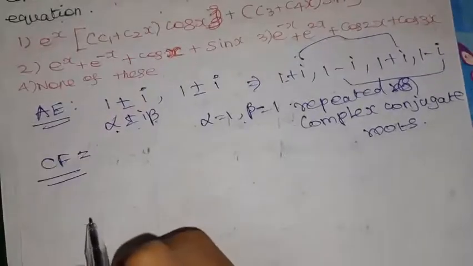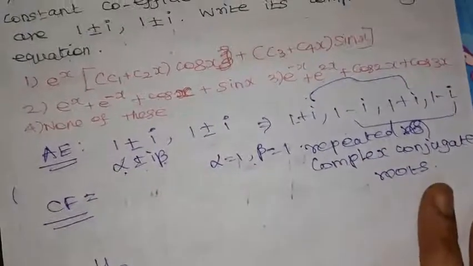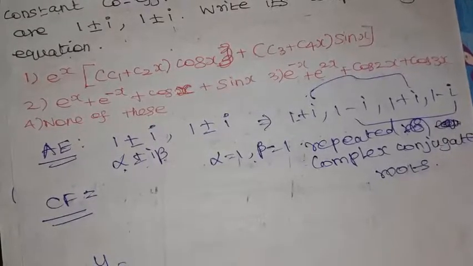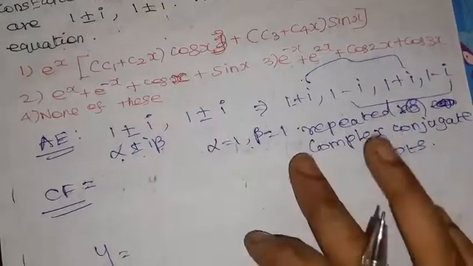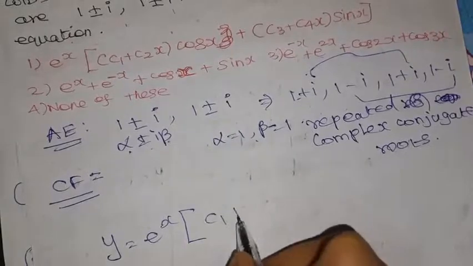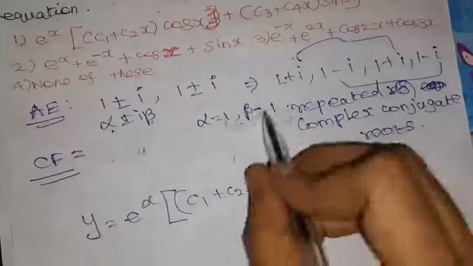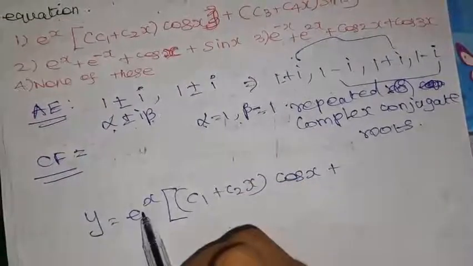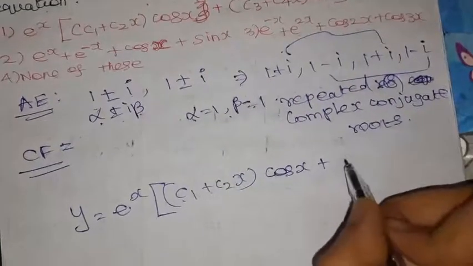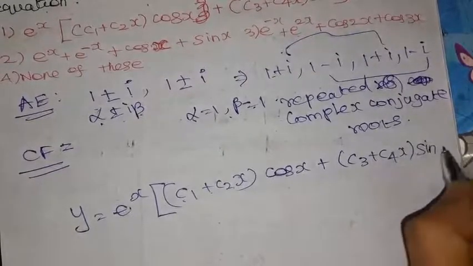For repeated and complex conjugate roots, it is e power alpha x outside, then (c1 plus c2 x) into cos beta x plus (c3 plus c4 x) into sin beta x, where beta value is 1, so cos x and sin x.